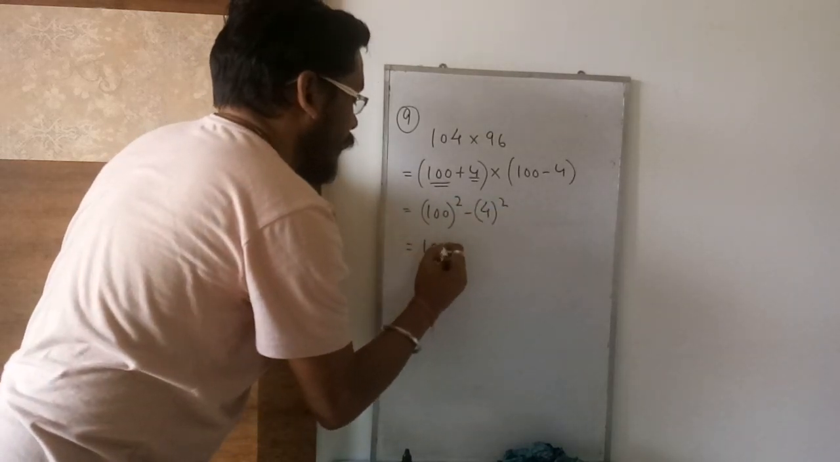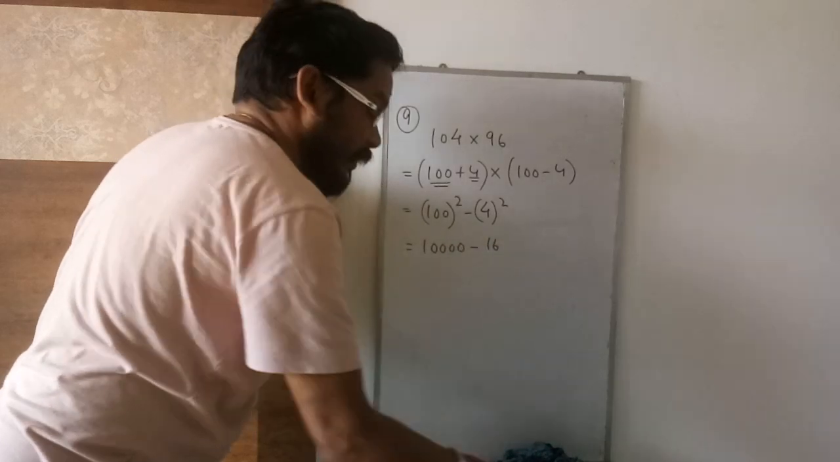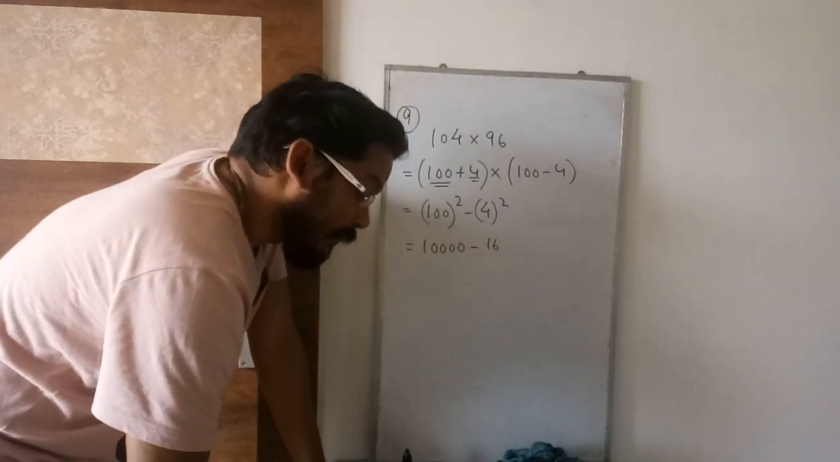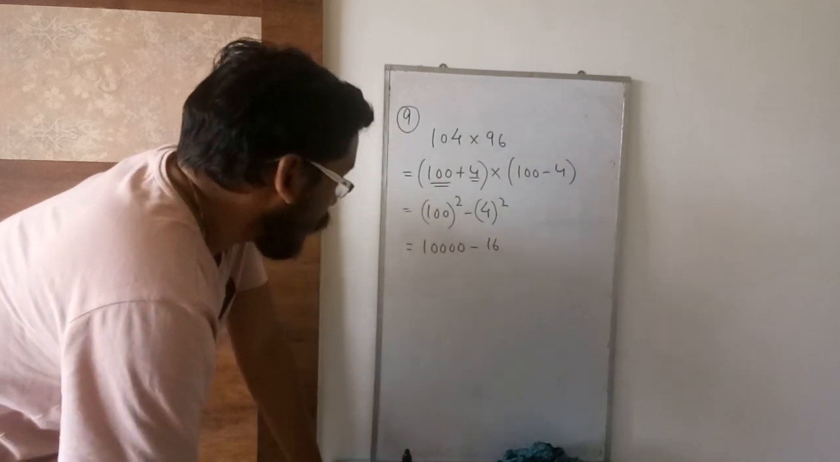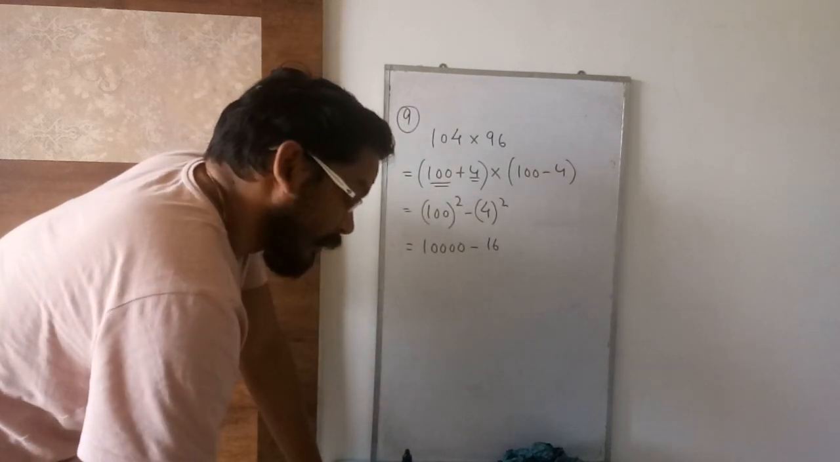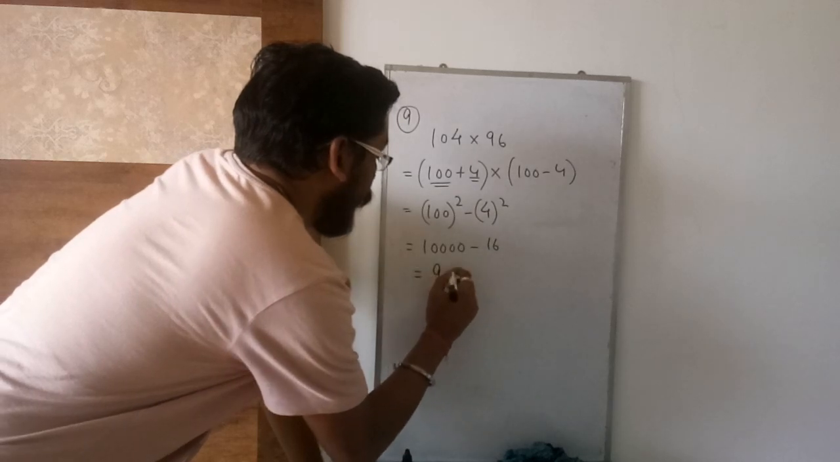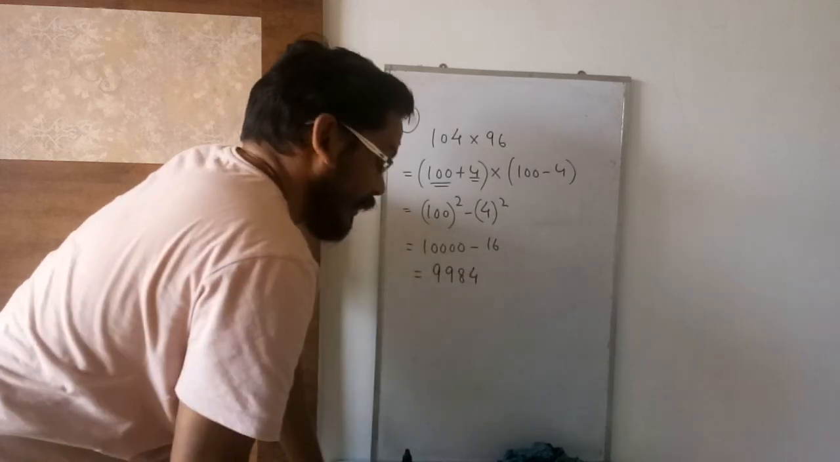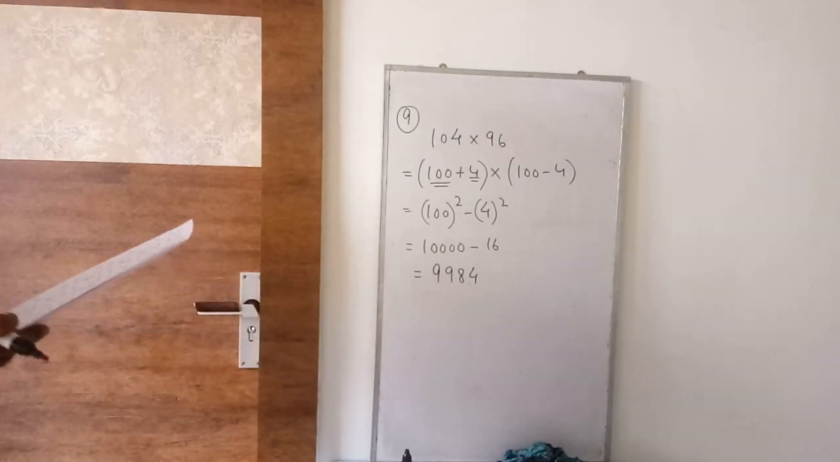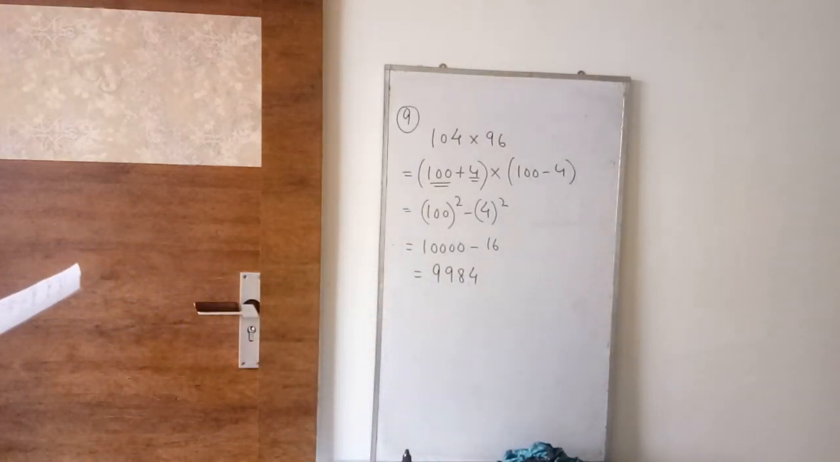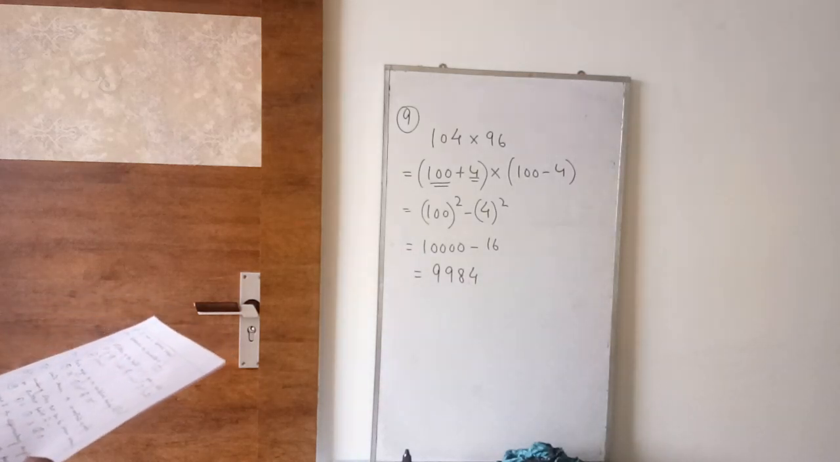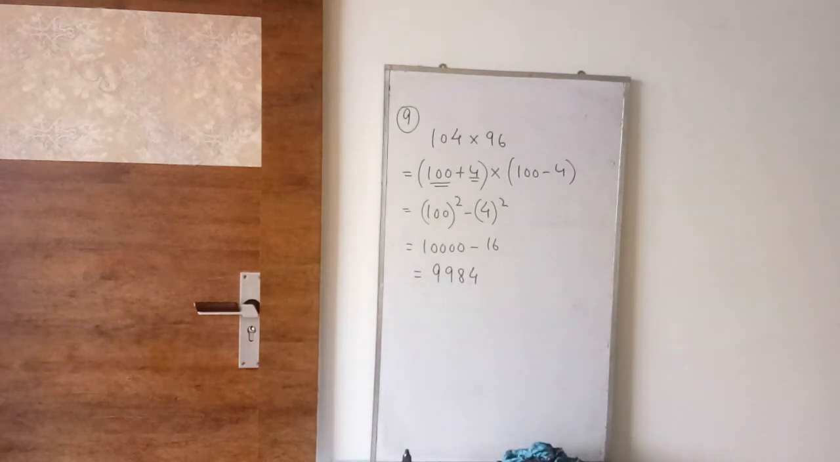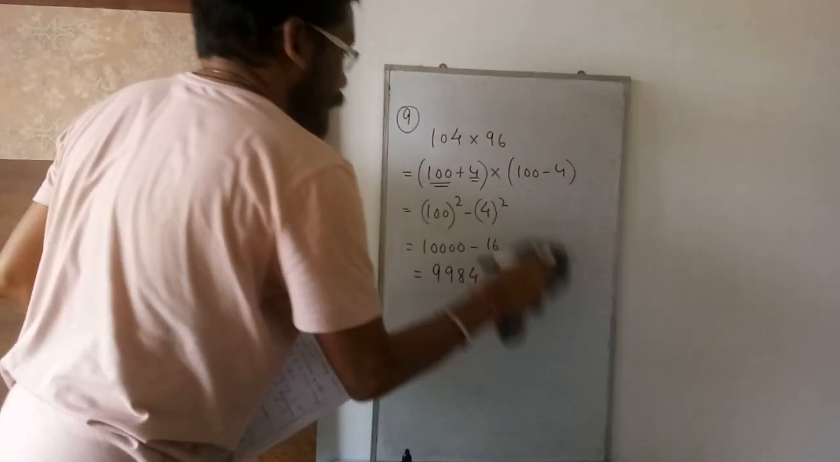So it is 1, and 4 zeros will come. 4 square is 16. So it is 10,000 minus 16. So it is 9984. So take the screenshot. Take the screenshot of this. Okay. Taken. Take the screenshot.